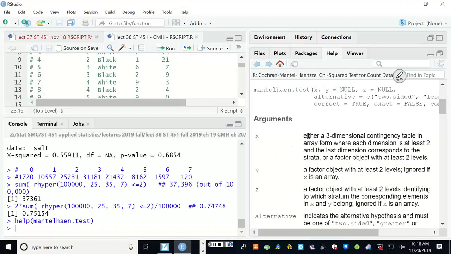Well, X can be a three-dimensional contingency table in array form where each dimension is at least 2 and the last dimension corresponds to the strata or levels. So in addition to matrices, you can have one number, a vector of numbers, a square or rectangular matrix, but you can also have another dimension, or arrays of many dimensions.